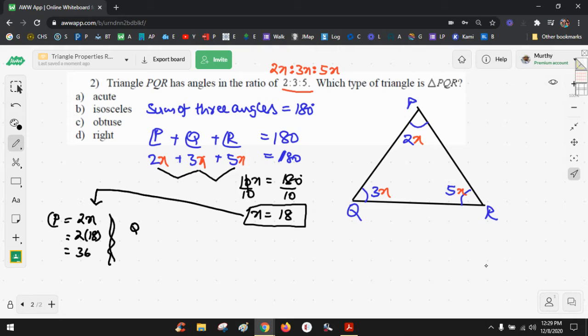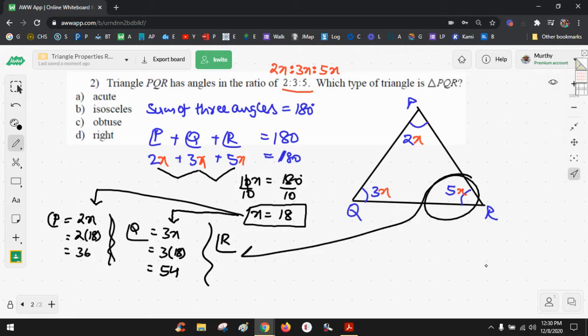Let me take angle Q, which is equal to 3x. Just now we figured out the value of x, so let me plug it in here. 3 times 18 is 54 degrees. Next, angle R is 5x, so it is 5 times x. In the place of x, let me plug in the value 18. 5 times 18 is 90 degrees.